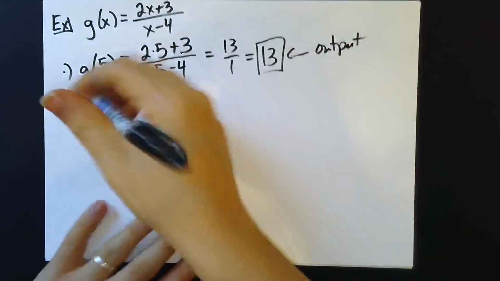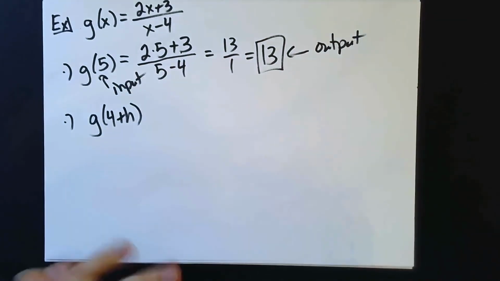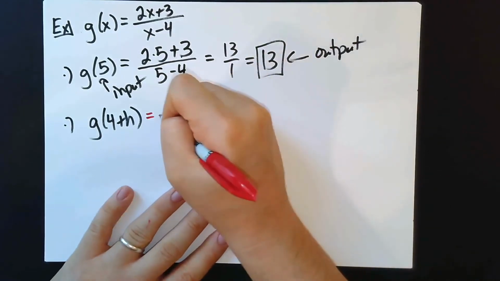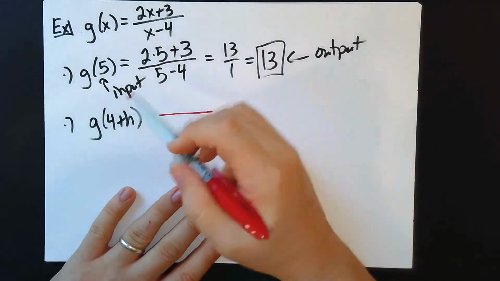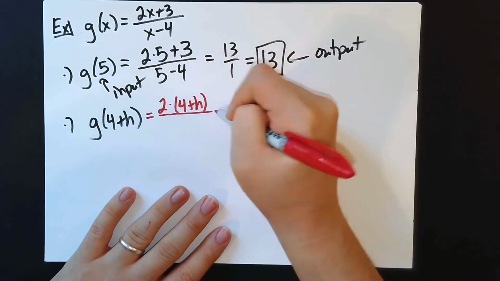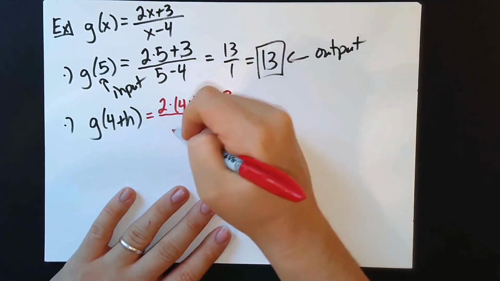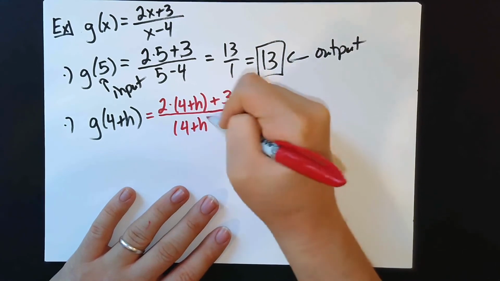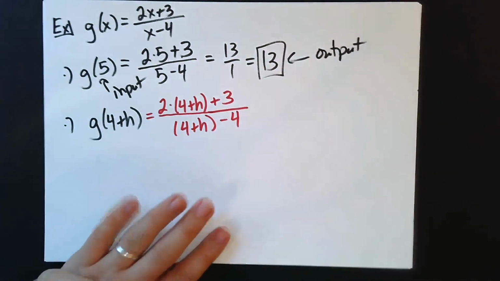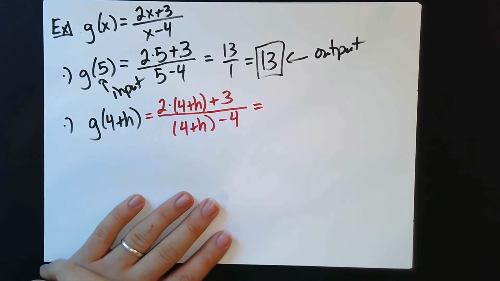And just like before, I can ask something like, hey, what's g of 4 plus h? And I'm going to put in 4 plus h for both x's. So I will have 2 times, and remember I said just go ahead and put the parentheses here. So I'm going to put the parentheses here around the 4 plus h. And then 4 plus h minus 4. Okay. I'll go ahead and simplify this.